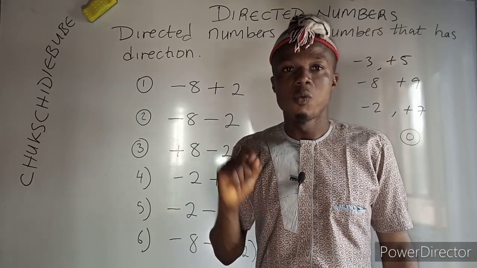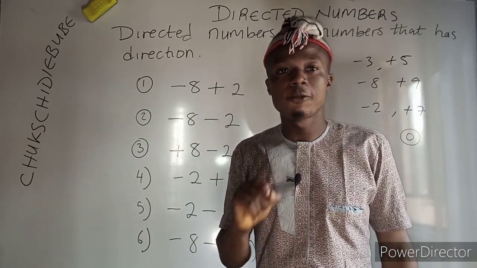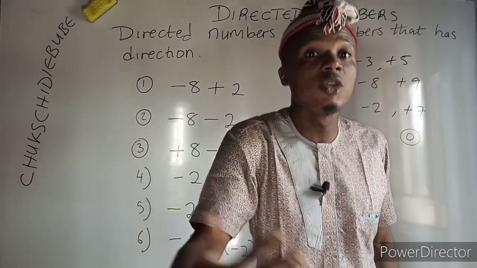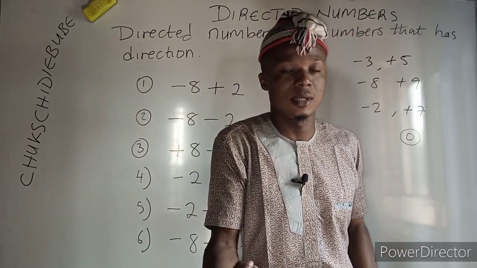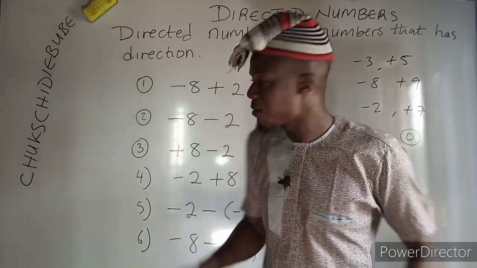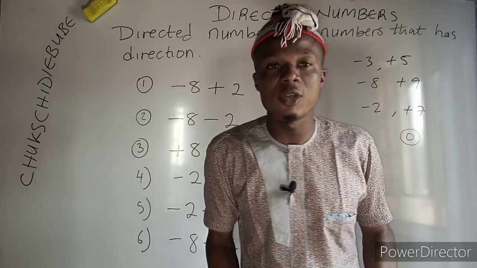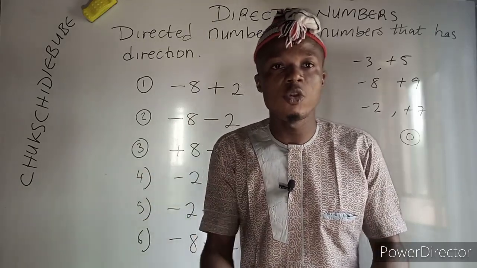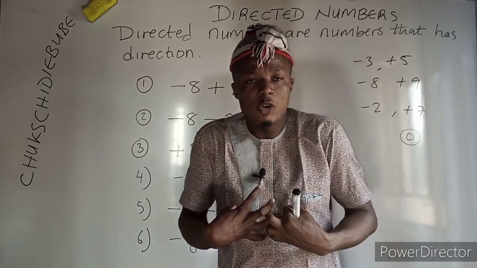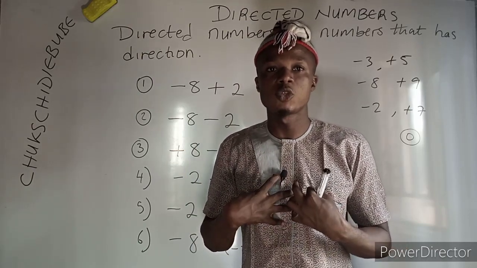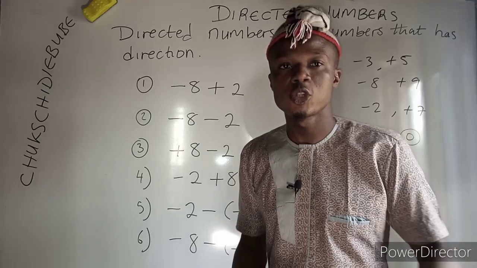One is that I want you to start from today to see negative numbers as what you are owing someone, your debts. So see all these numbers with minus signs as the debts you are owing someone. Whatever you owe is negative, but those ones you have, your own, is positive. So see plus as what you have and see minus as what you owe.